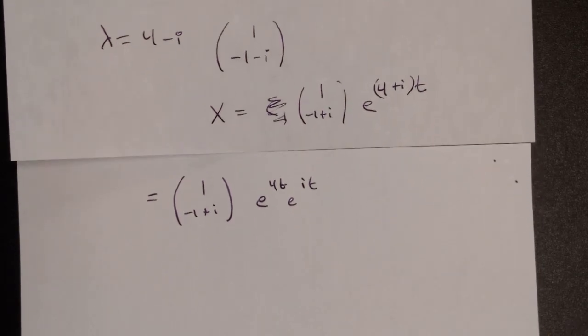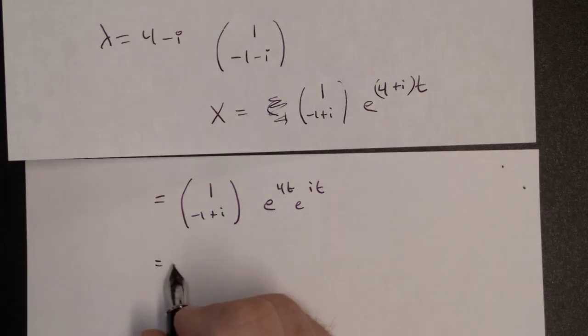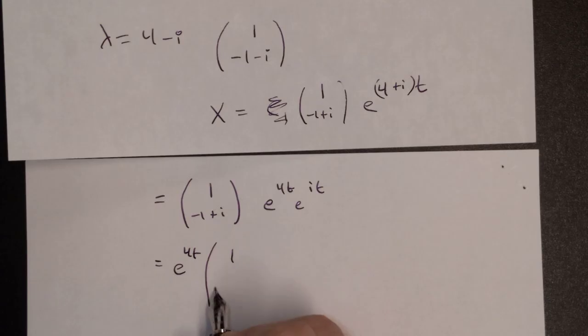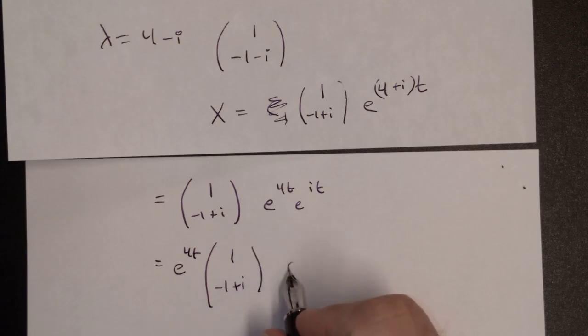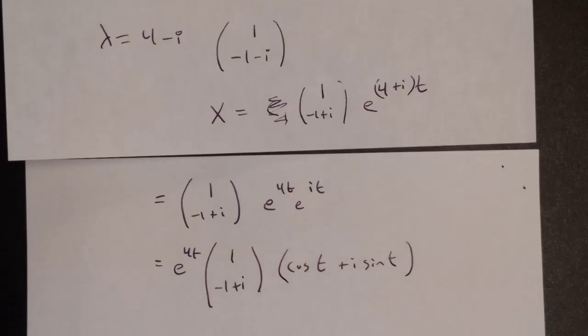It's time for my buddy Euler. Cosine t plus i sine t. Notice this e to the 4t is going to hang around for a while. I'm just going to stick it out front for the moment. Now except for the vector, that looks like what we did back in the second order case. e to the real part t, cosine, imaginary part sine. The beta is 1 here, right? The number next to the i is 1. So I get cosine 1t and sine 1t. This matches what we did before.